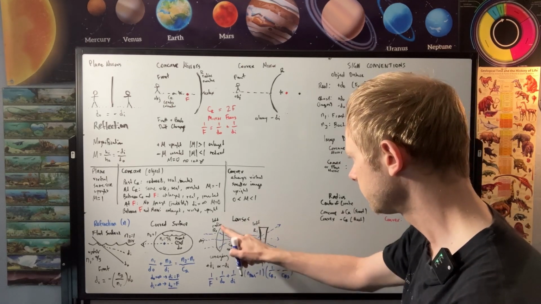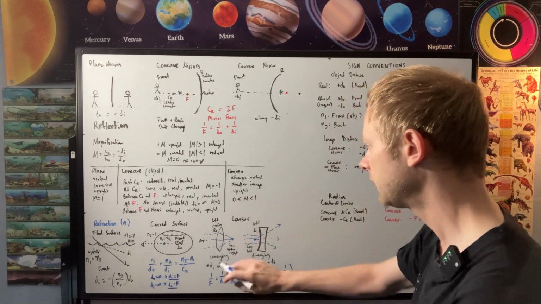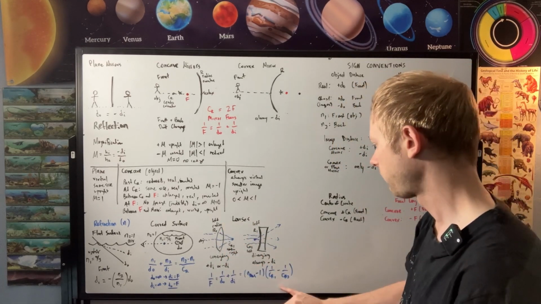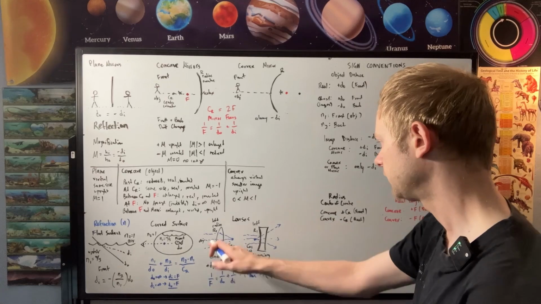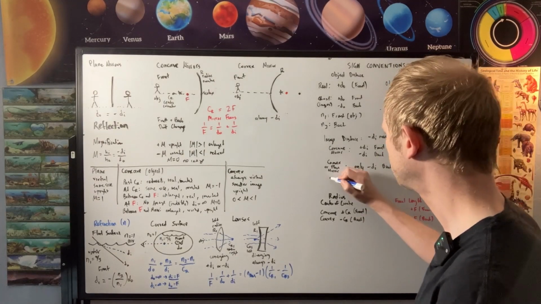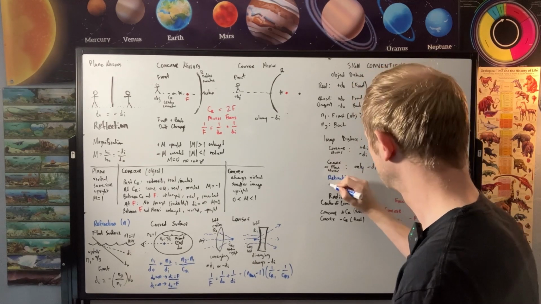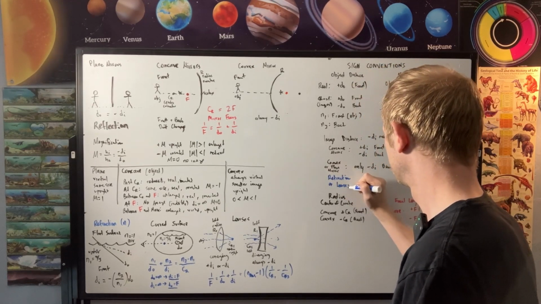Remembering that CR1 would probably be this side and CR2 would be the other side, but you'd have to figure out which side the object is on, and that will tell you which one is R1 and which is R2. Let's backtrack a little bit and head back to refraction. Okay, refraction or lenses.